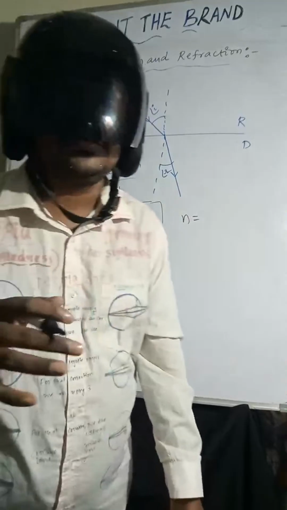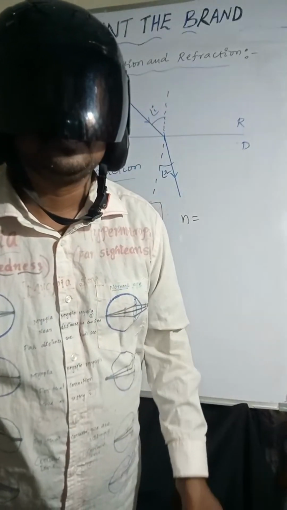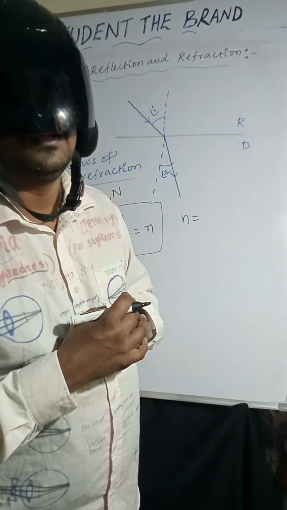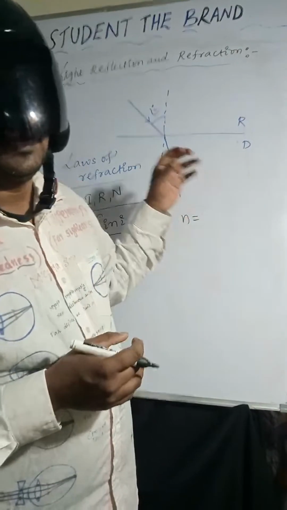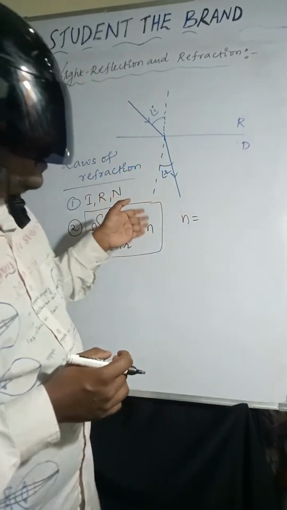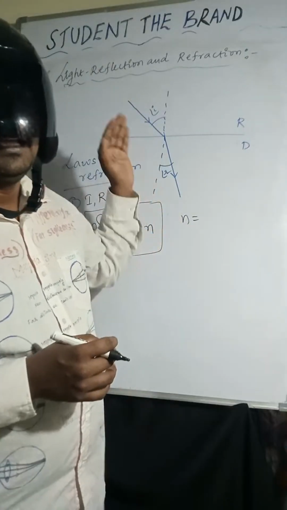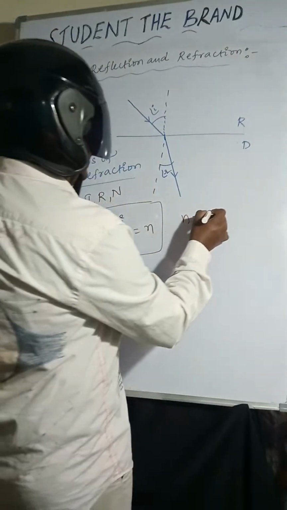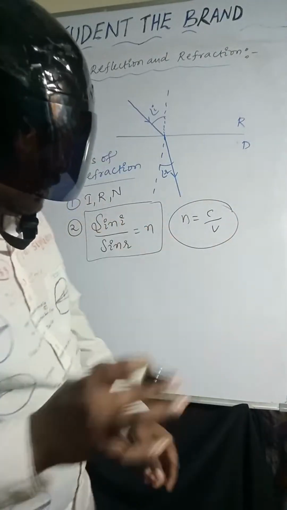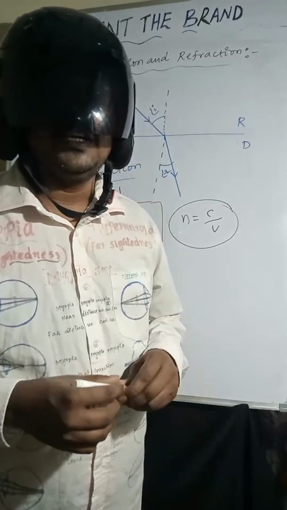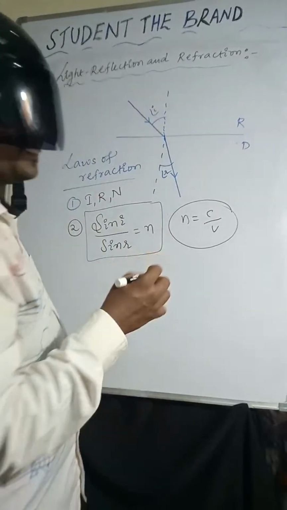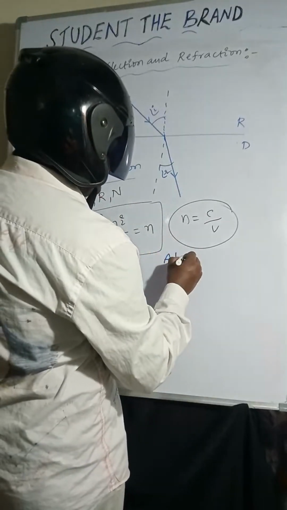The ratio of the speed of light in vacuum to the speed of light in the medium gives n. So n equals c by v. This is called the absolute refractive index.